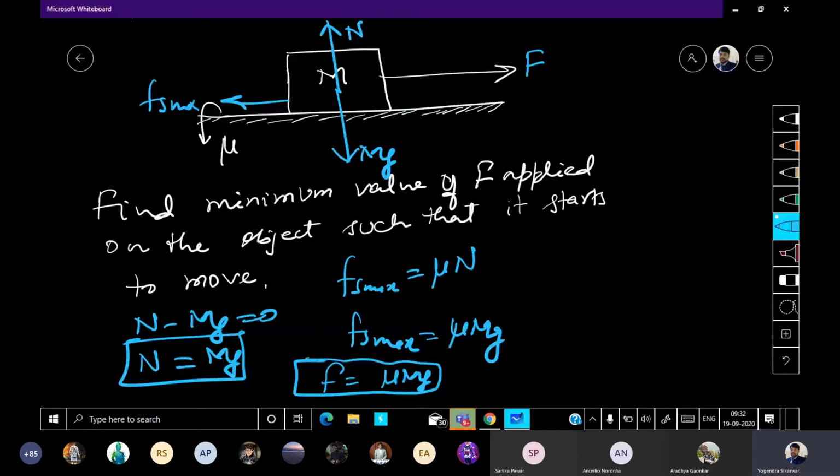Right? But that is not the question. Read the question carefully. Question says find the minimum value of F applied on the object such that it starts to move. By assuming that the F is acting in horizontal direction, you have already made up your mind. So when you have already made up your mind, you will be getting the answer what you want. You won't be getting the answer what is being asked.